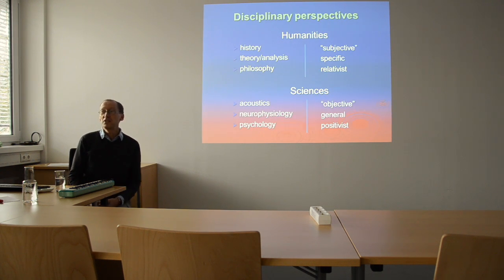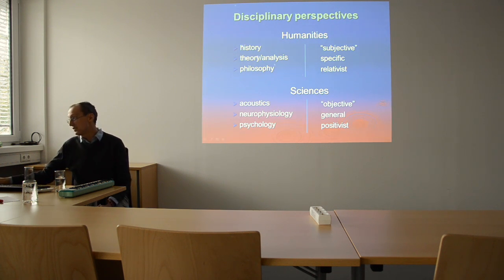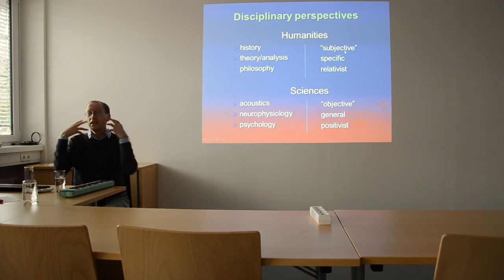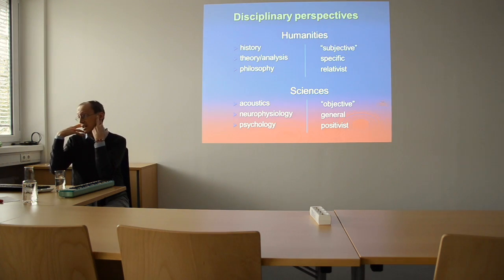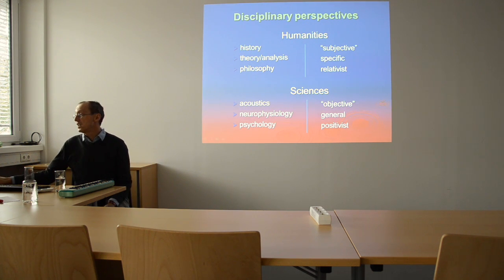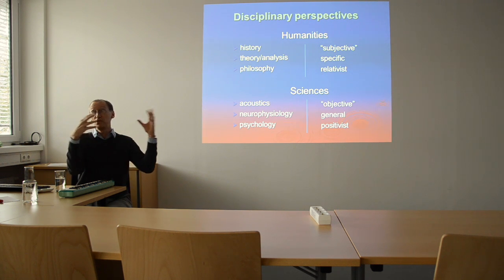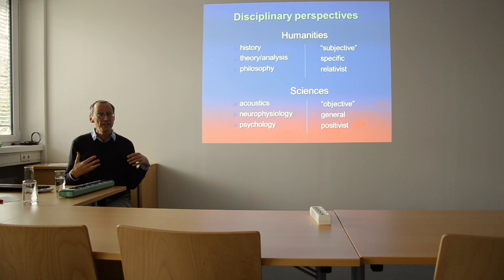And in order to answer this question, we need to look at it from different disciplines, in particular from humanities and sciences, which have a quite different approach. So humanities would include history, music theory, and philosophy. And people in these disciplines tend to have a humanities approach to thinking, which I wrote here as subjective, in the sense of we understand our own experience. Specific, we look at specific pieces of music or kinds of music. And relativist, everything that you say which might be true is in fact only true relative to the context. This is a humanities way of thinking.